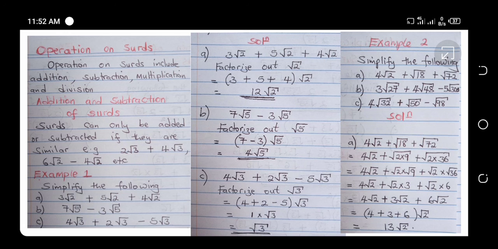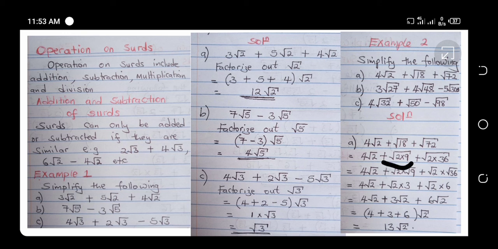So here we are supposed to simplify. If we look at this, there's root of 2, there's root of 18, and then there's root of what? 72. When you check at 18 and 72, you find those two numbers which we can multiply to get, like here, 18, but one of the factors has to be a square number.